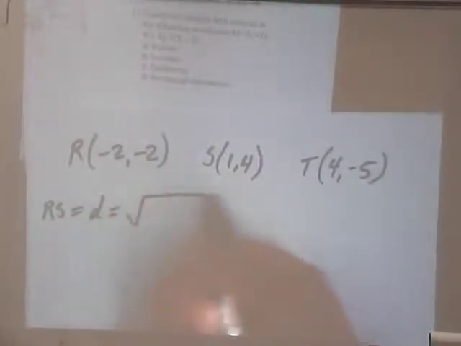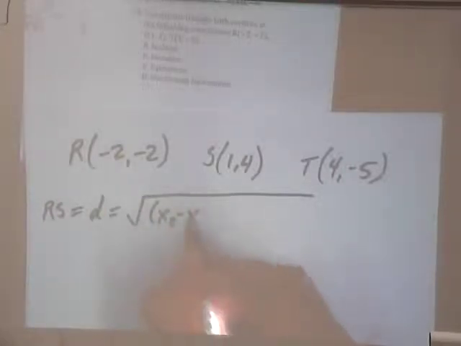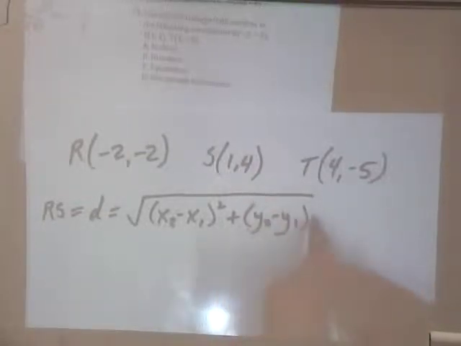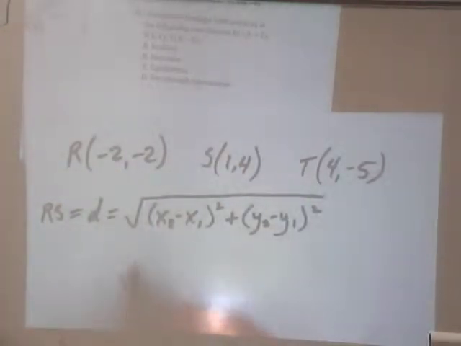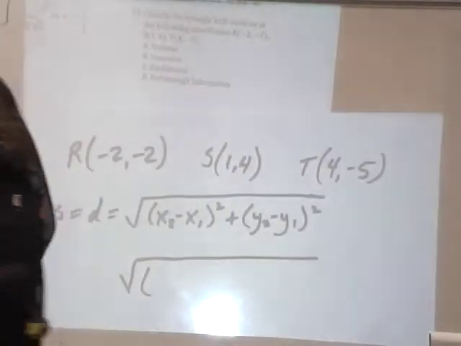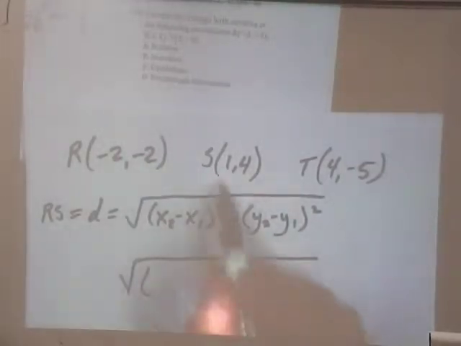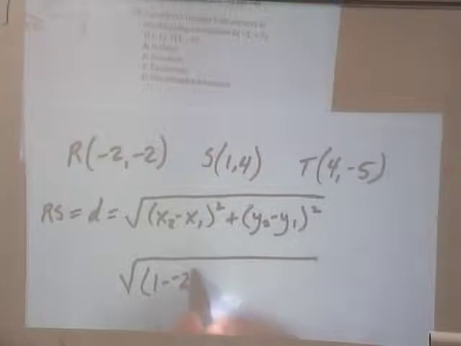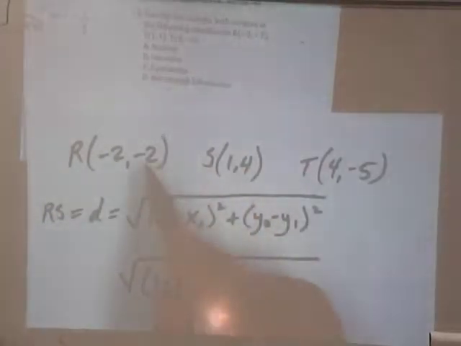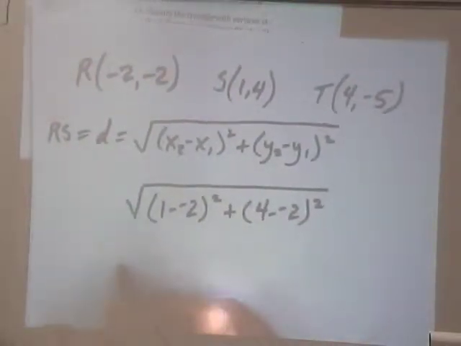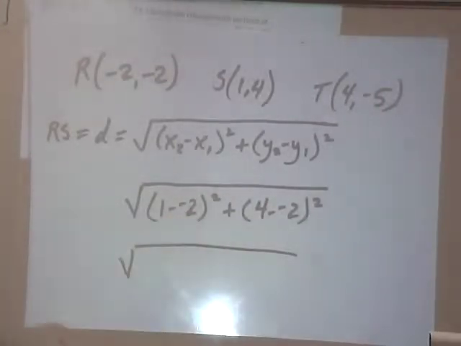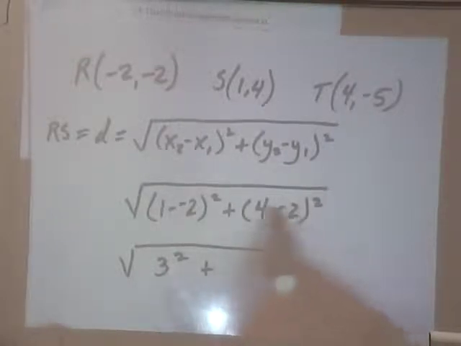Distance is equal to the square root of (x2 minus x1) squared plus (y2 minus y1) squared. So we're doing R and S. So 1 minus -2 squared plus 4 minus -2. So that's going to be minus a negative, we already said, is plus, so that'll be 3 squared. Plus, minus a negative is plus, so that'll be 6 squared.